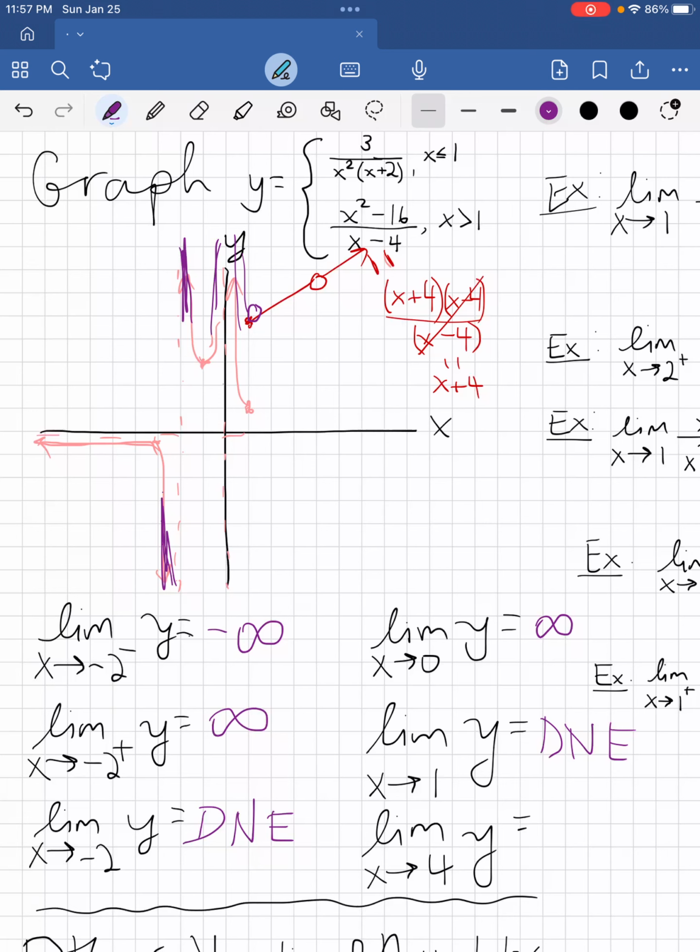Now, other one we've seen on a graph before, limit as x approaches 4 of y. So as x approaches 4 from the left, y is approaching 8. As x approaches 4 from the right, y is also approaching 8. Same value, so the limit exists and is equal to 8.